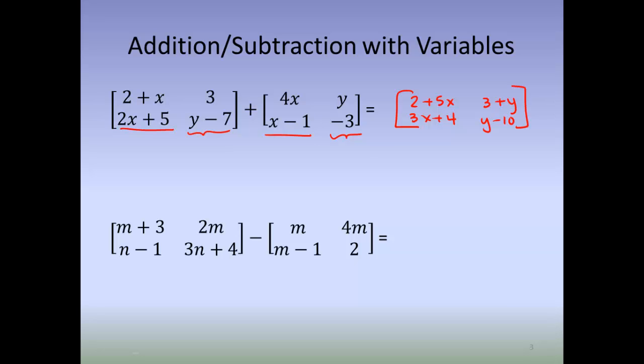Let's take a look at the next one, which is subtraction with variables. Here I've got m plus 3 minus m, and I need to be very careful with that subtraction. So when I do m plus 3 minus m, I just get 3.